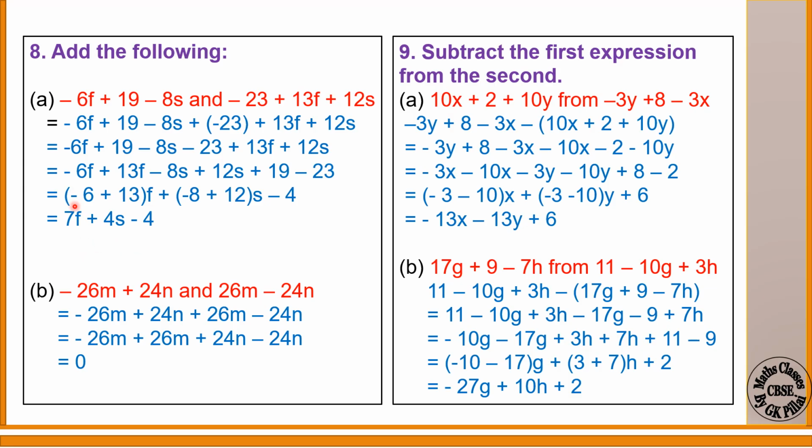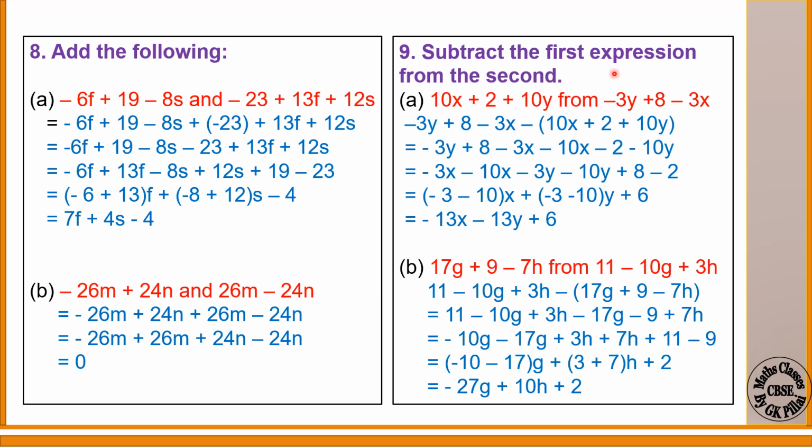Even if you don't write this, you can do it straight away from here. You can write the answer like this, but this way will be better, and you will be able to do it without any mistakes. The next one: minus 26m plus 24n and 26m minus 24n. It's a very simple one. Here there is a minus 26m, here there is plus 24n, here it is minus. Naturally your final answer will be 0 only.